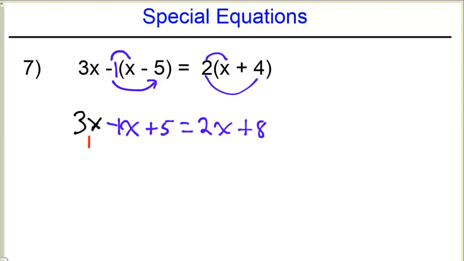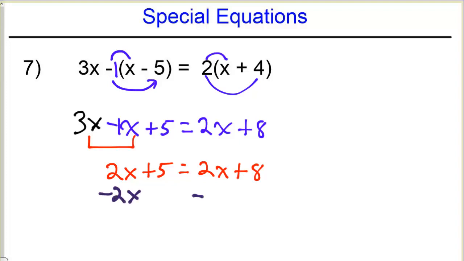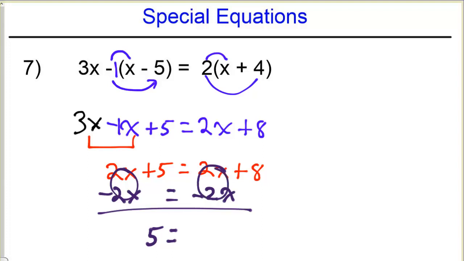Now on the left-hand side, I can combine my like terms here. 3x minus 1x leaves me with 2x. I have plus 5 equals 2x plus 8. And then try to eliminate my variables from one side or the other. Well, you see they're both equal, so when I try to eliminate my variables, I'm going to subtract 2x from both sides. This is 0. 0 plus 5 is 5. And this is 0 also. And 0 plus 8 is 8.